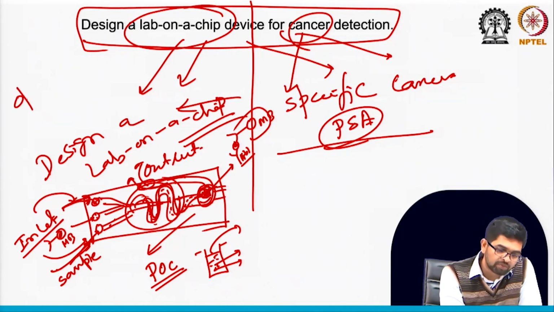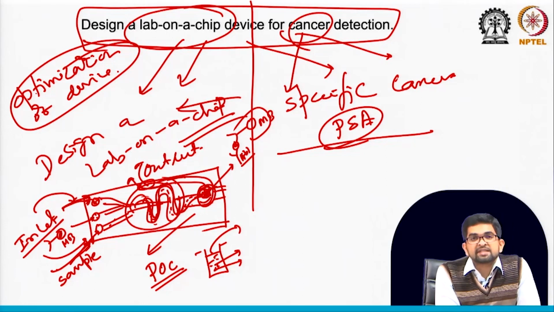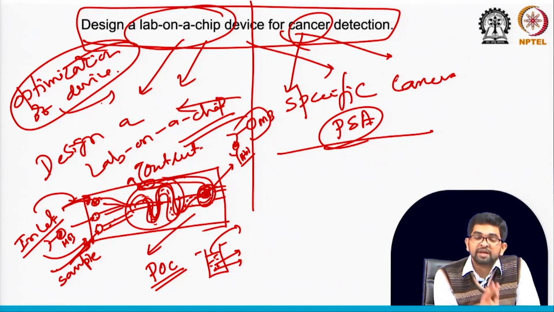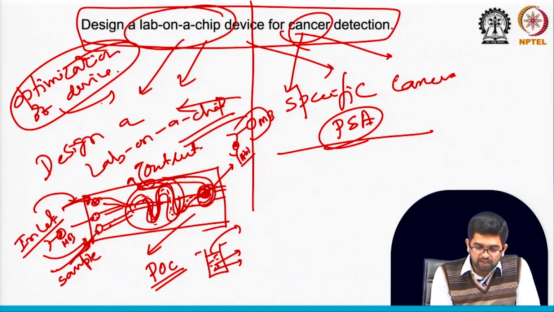That is called optimization of the device. That is a very important part. It may take some time. It may be your whole PhD project also, if you go in a very systematic way. If you want to develop really a good point of care device and you want to commercialize it, then definitely you have to go in a very systematic way.